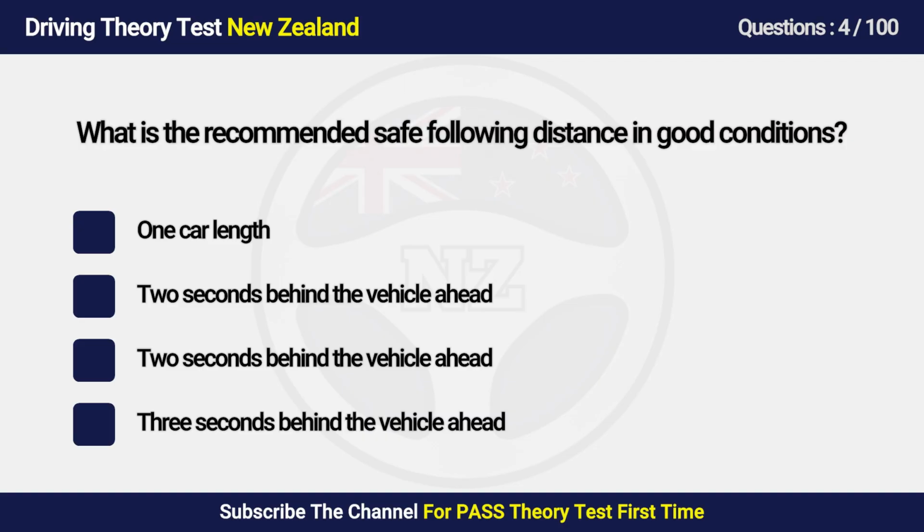Question 4. What is the recommended safe following distance in good conditions? A. 1 car length. B. 2 seconds behind the vehicle ahead. C. 2 seconds behind the vehicle ahead. D. 3 seconds behind the vehicle ahead.